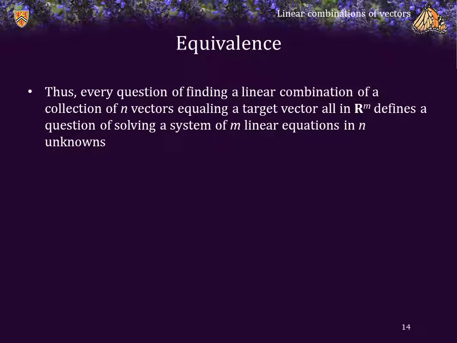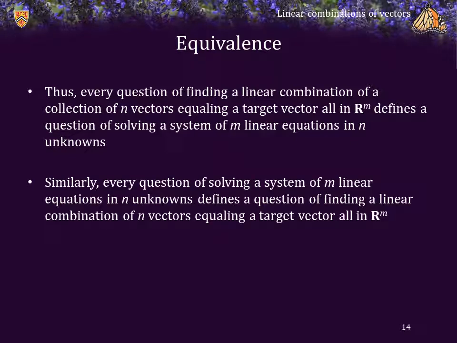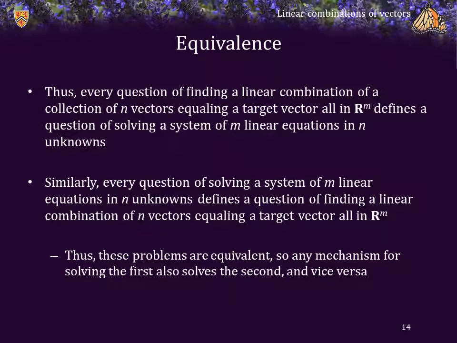Thus, every question of finding a linear combination of a collection of n vectors equaling a target vector, all in R to the m, defines a question of solving a system of m linear equations in n unknowns. Similarly, every question of solving a system of m linear equations in n unknowns defines a question of finding a linear combination of n vectors equaling a target vector, all in R to the m. Thus, these problems are equivalent, so any mechanism for solving the first also solves the second and vice versa.